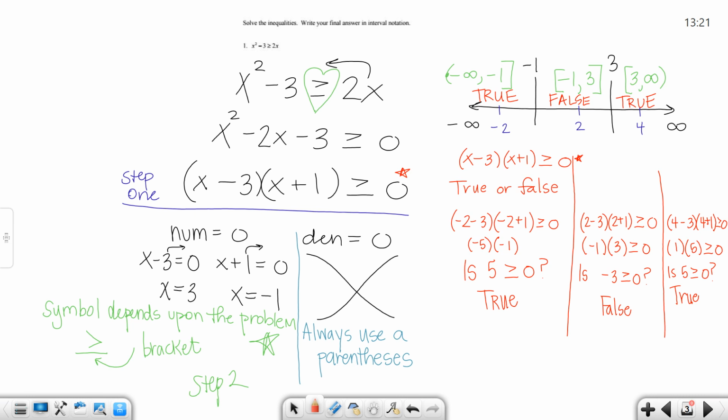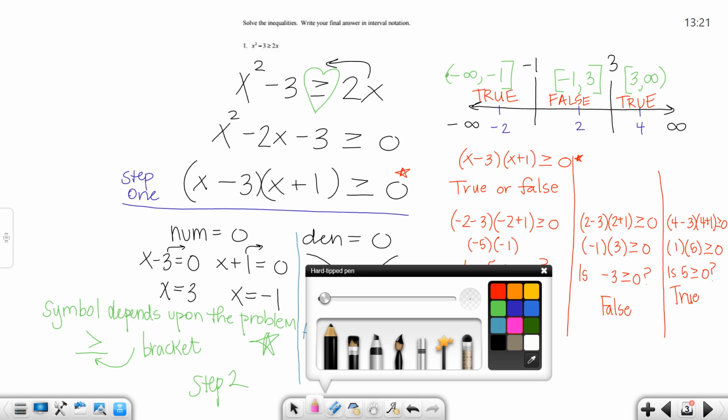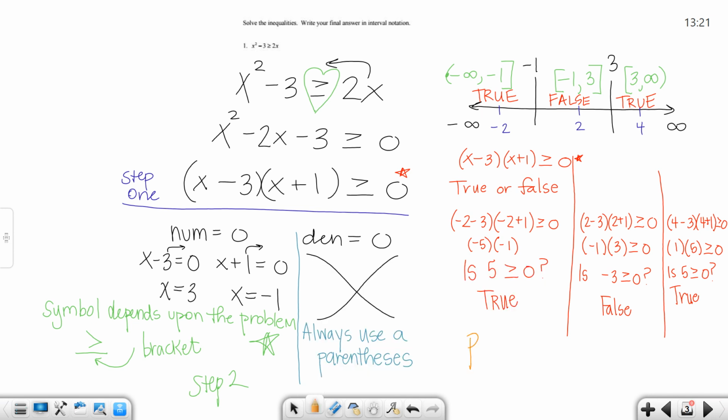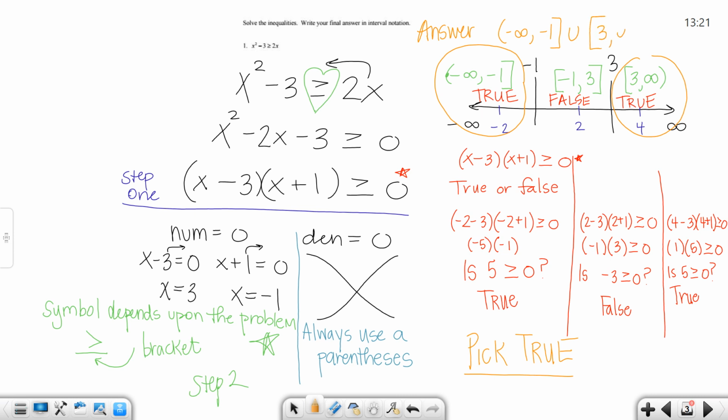Now, all that work is useless if you don't know which one to choose. So what you have to do is pick true. Only pick the true statements. It's not going to be 3 answers. Only pick the true statements. So this one is true, and this one is true. So your answer is -infinity to -1 with a bracket, union 3 to infinity.